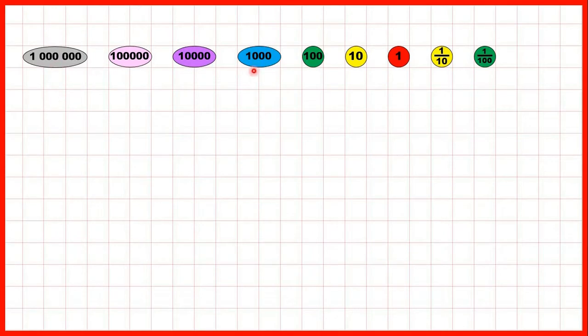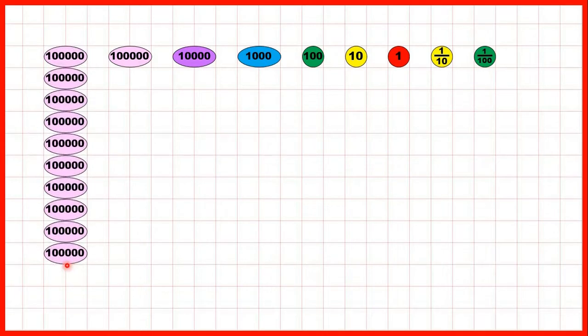So here we have some place value counters, and these can help us to understand how our number system works. First we have 1 million counter. We can always exchange any counter for 10 counters from the place value to the right. So we could exchange our million counter for 10 100,000s counters, because 10 100,000s has the same value as 1 million.